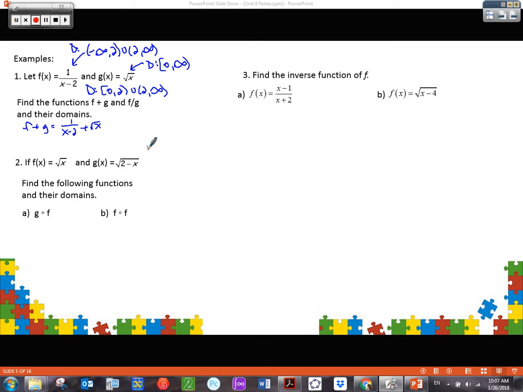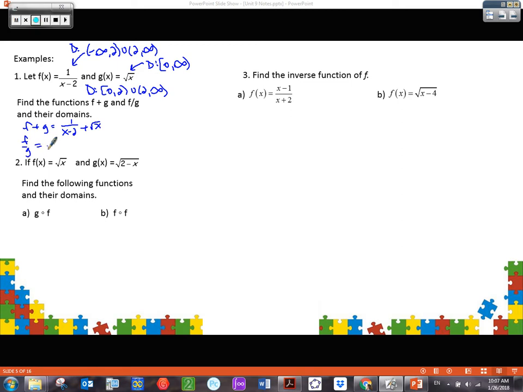So just keep in mind what our simplified version would look like. And if you're unsure, you can just add everything together if you want. If you're not sure if it should be added or not, I certainly could add this together. It wouldn't be that hard, right? It would be 1 plus square root of x times x minus 2 over x minus 2. It wouldn't be that hard. It just would be more complex than what I have, so let's not do that. So this domain applies to f plus g. We're good there. Now let's do f divided by g.